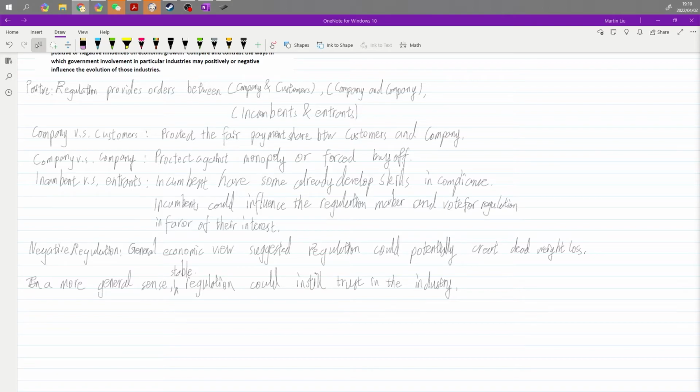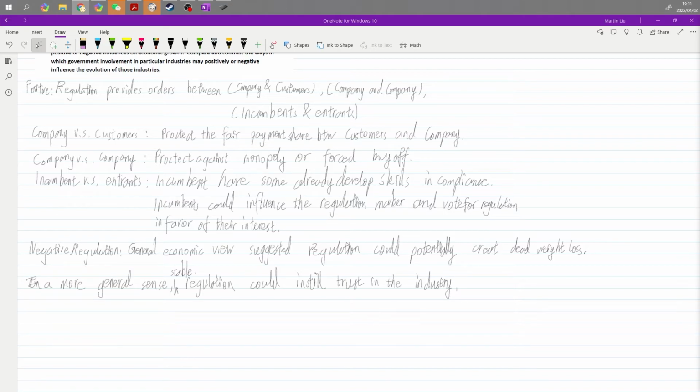And for the negative side, it's usually just a more general kind of view. Regulation potentially creates deadweight loss. It's not efficient, and for more detail, you must give an example. Sorry, I couldn't give any at this point, but that's just something I can mention.